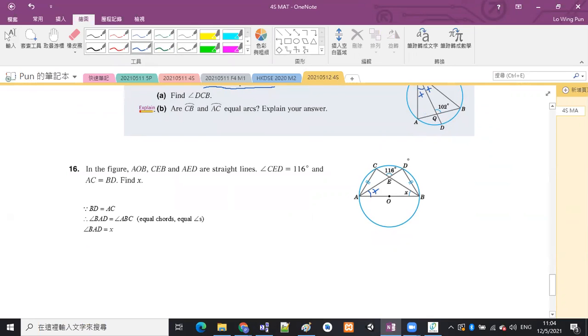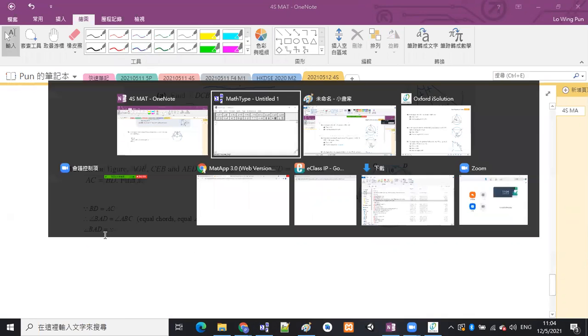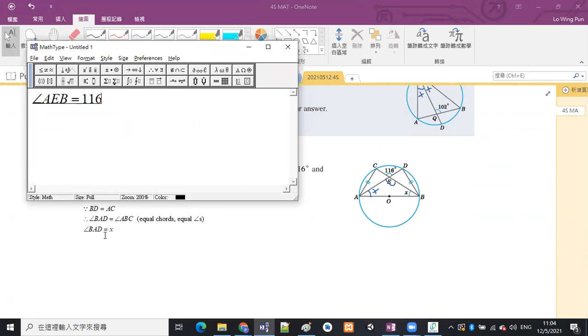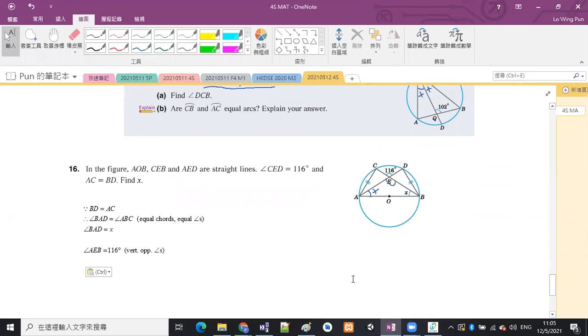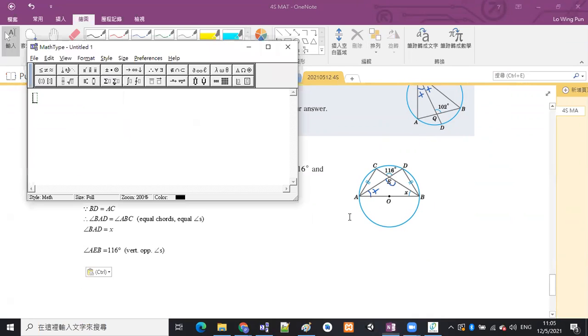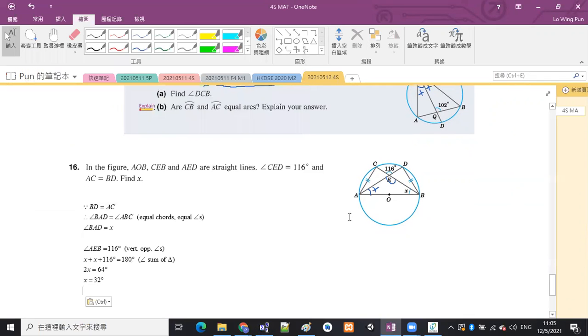And then it's quite easy because we know that angle AEB will be equal to 116 degrees, vertically opposite angles, right? Therefore, we can set up an equation using angle sum of triangle. X plus X plus 116 degrees should be equal to 180 degrees, angle sum of triangle. So 2x is equal to 64 degrees, which means that x is 32 degrees. That is the answer.